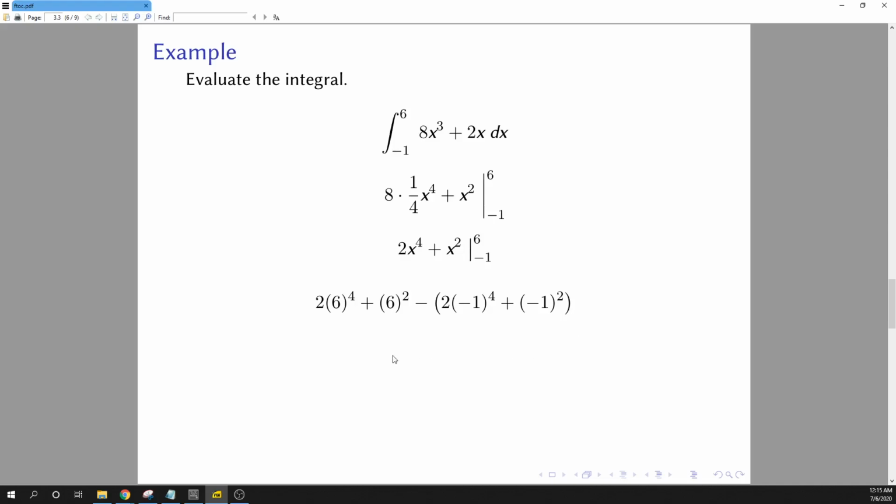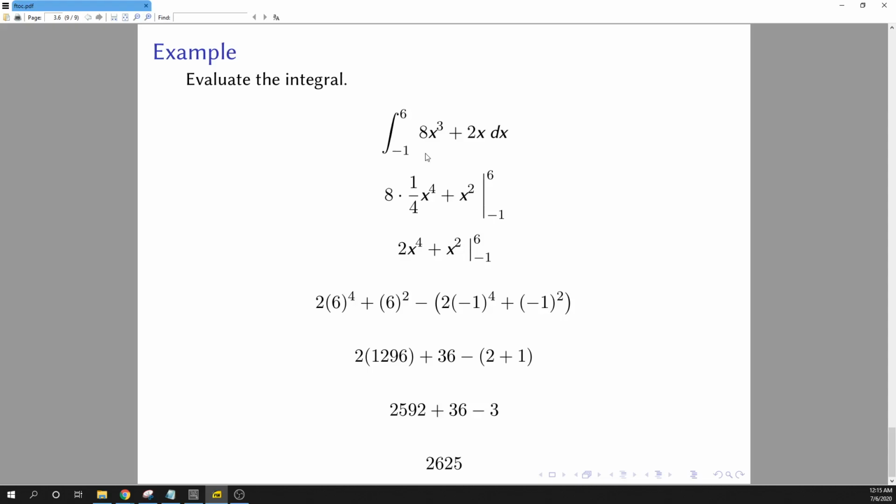Okay, and from there, just start simplifying that out. So 6 to the 4th is 1,296. 6 squared is 36. Negative 1 to the 4th is positive 1 times 2 is 2. Negative 1 squared is positive 1. 2 times 1,296 is 2,592. And plus 36 minus 3, and all of that comes out to be 2,625.